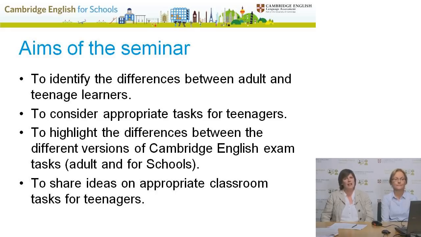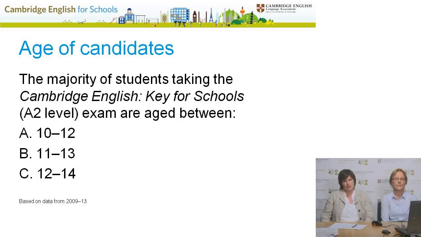Thanks, Sylvia. So let's start with a question for you. How old do you think the majority of students taking the Cambridge English Key for Schools exams are? Using the polling button, remember this is at A2 level in the Common European Framework of References for Language. So using the polling button, choose A for 10 to 12-year-olds, B for 11 to 13, or C for 12 to 14-year-olds.